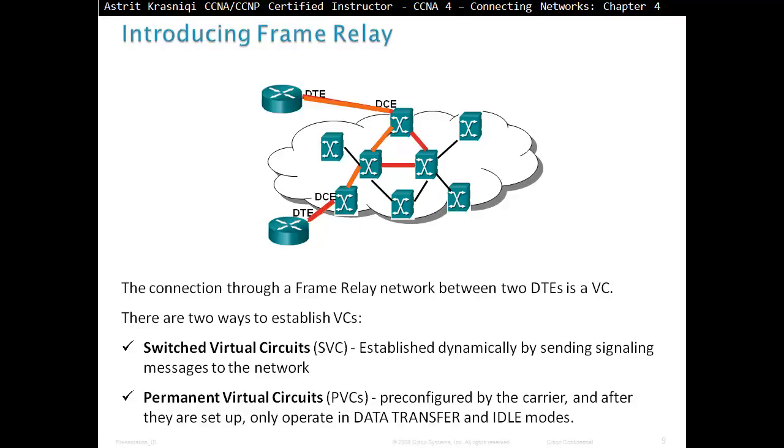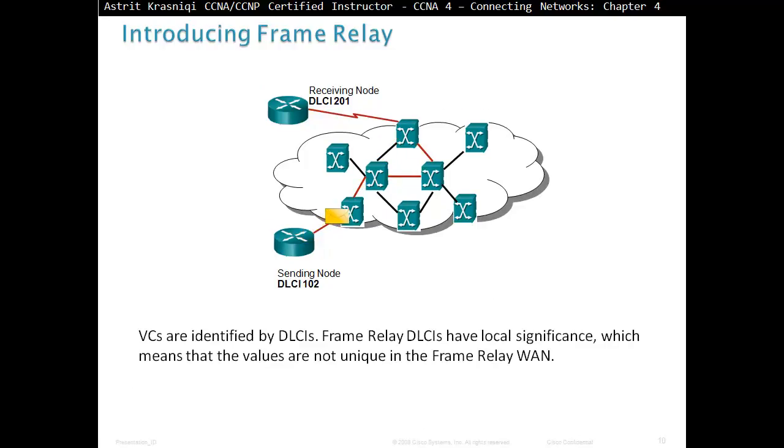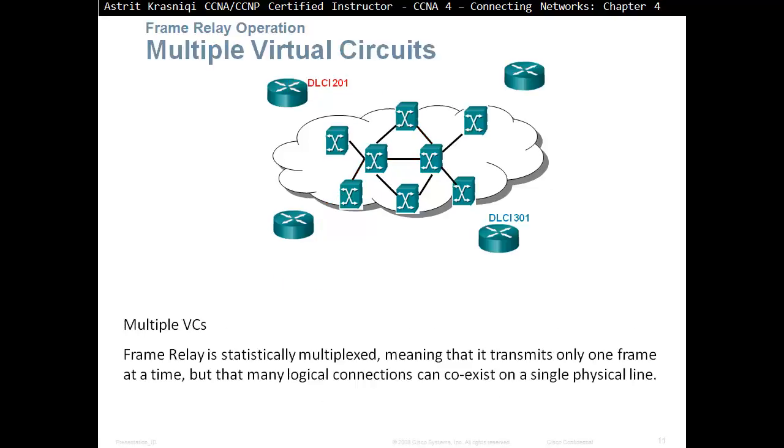The other one is the permanent virtual circuit, or PVC. The permanent virtual circuit is like broadband. It's always on. It's either idle, you're not sending data, or you are sending data. Virtual circuits are identified by DLCIs. Frame relay DLCIs have local significance only, which means that values are not unique in the frame relay wide area network. DLCIs from 0 to 15 and 1008 to 1023 are reserved. From 16 to 1007 are okay to be used.